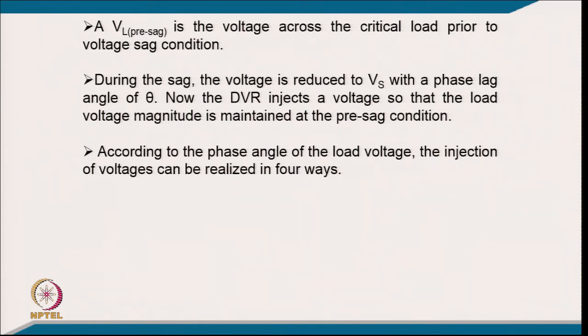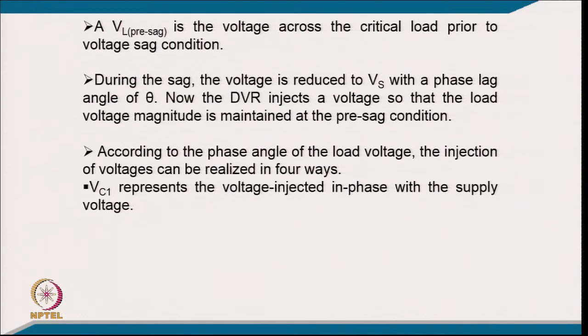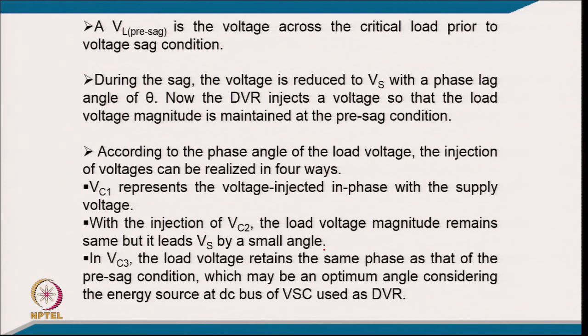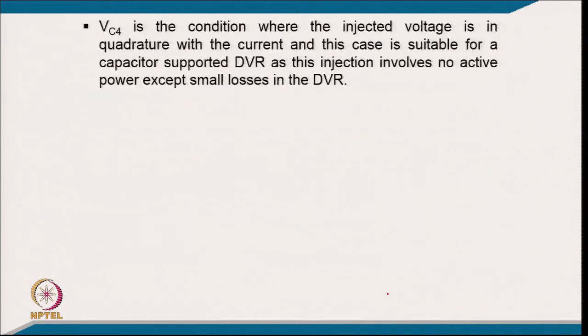According to the phase angle of the load voltage, the injection of voltage can be realized in 4 ways. VC1 represents the voltage injected in phase with the supply voltage. In the injection of VC2, the load voltage magnitude remains the same, but it leads Vs by a small angle. In VC3 the load voltage retains the same angle as the pre-sag condition, which may be an optimum angle considering the energy source at the DC bus of the VSC used in the DVR. VC4 is the condition where the injected voltage is in quadrature with the current, and this case is suitable for a capacitor-supported DVR, and this injection involves no active power losses in the DVR.